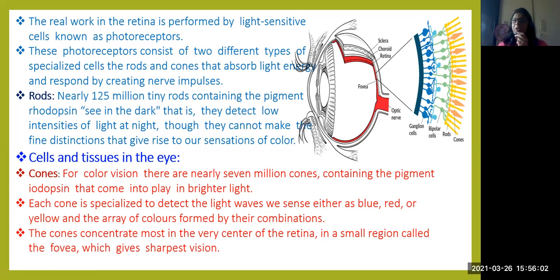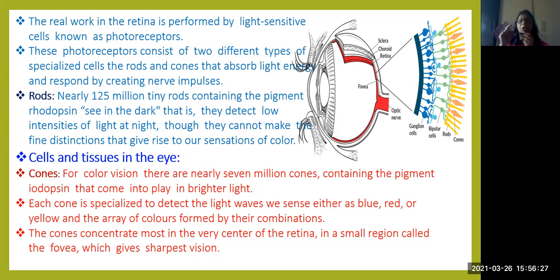In the dark also we can see some images. It's visible. But the thing is what? We can't see a clear picture. We can see the image, we can see the framework, but not the colors and all these things. So rods are important for forming a normal picture during the dark time also.